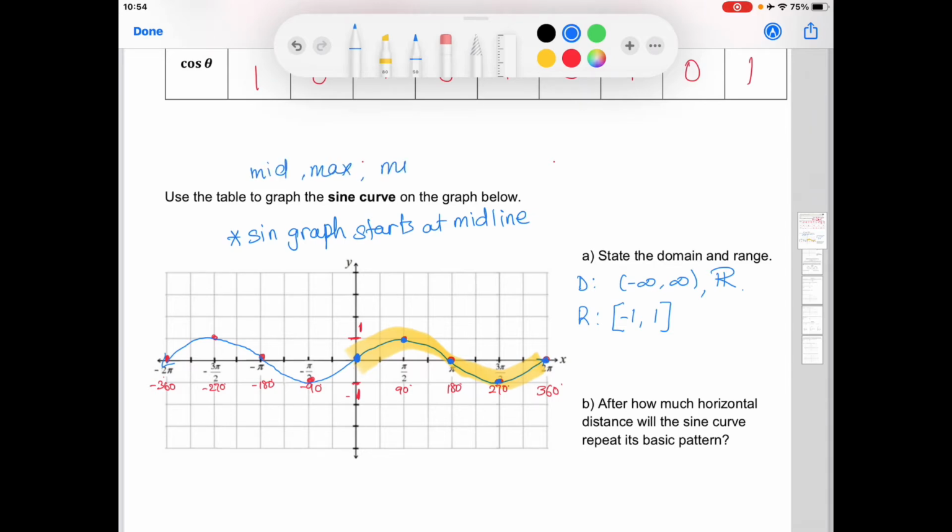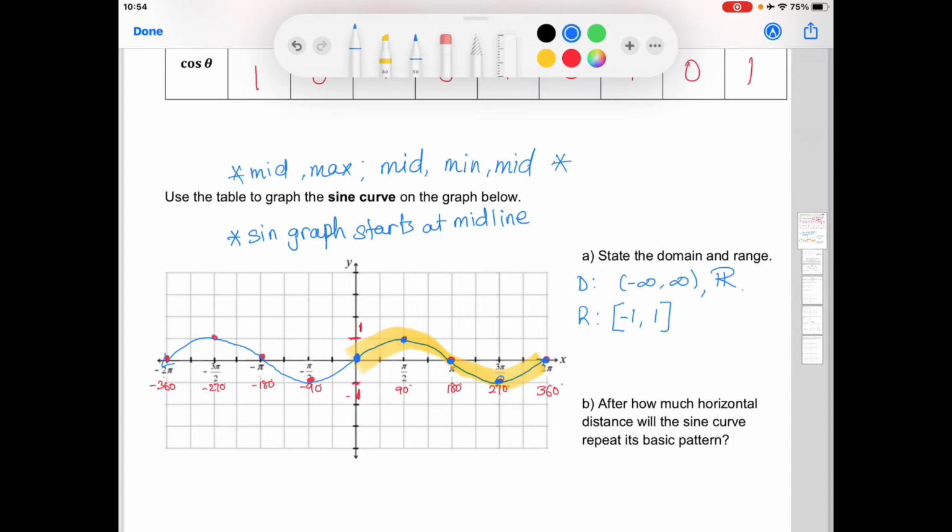Mid, then it went what? Max, mid, min, mid. Do you see it? It's following that pattern. So that's your pattern for your sine curve. And if you remember it, no matter what sine curve I give you, you will always be able to do it. Okay, so now it says, after how much horizontal distance will the sine curve repeat its basic pattern?